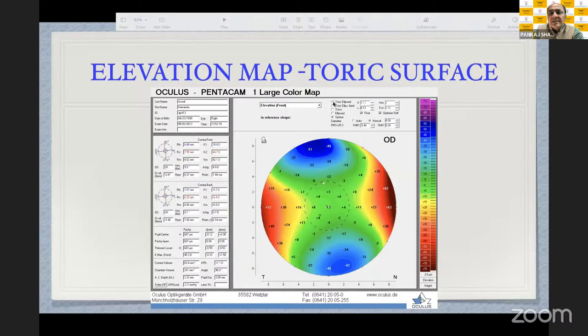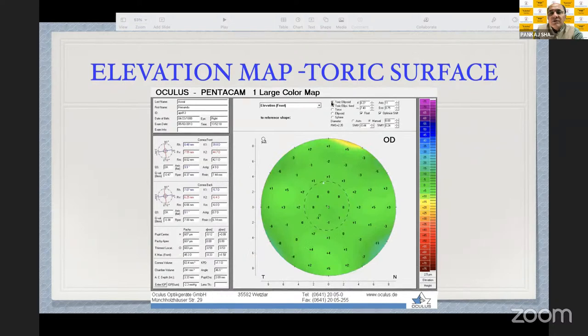If I click on toric ellipsoid over here, see what happens. I have clicked on toric ellipsoid. This Pentacam creates a toric surface and then creates the elevation over it, and then everything becomes normal, because it creates a regular astigmatic surface. So if you take a toric ellipsoid of the same thing, everything will be normal. This is to understand what a best fit sphere and a best fit toric ellipsoid are. This is a best fit toric ellipsoid, and this tells us that this is a regular astigmatism, no ectasia.